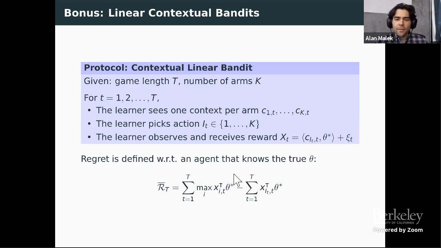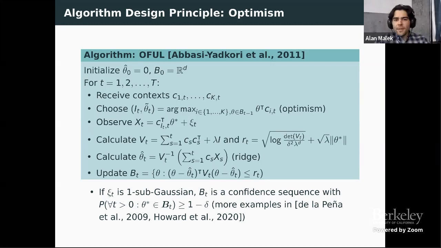But on the other hand, there's a lot of shared learning that happens, because if you know theta star, then you can really narrow down what the optimal action is. And you can learn theta star because it's constant across rounds. And one of the earliest algorithms that solved this was OFUL, optimism in the face of uncertainty for linear bandits, I think.